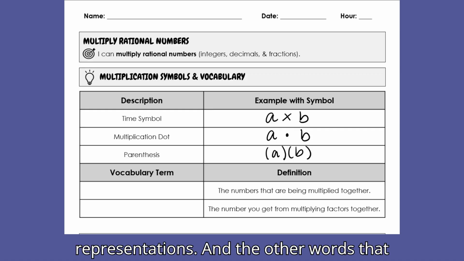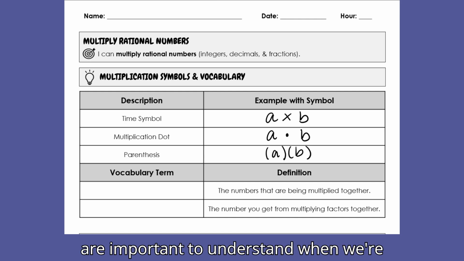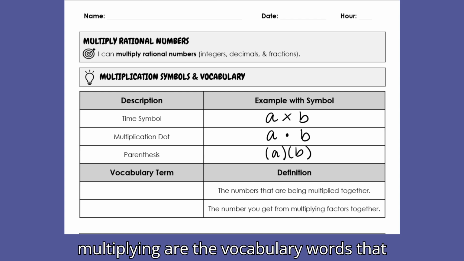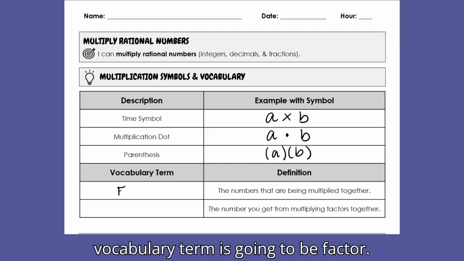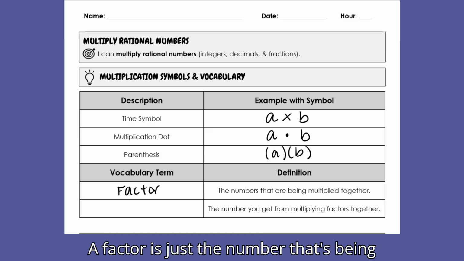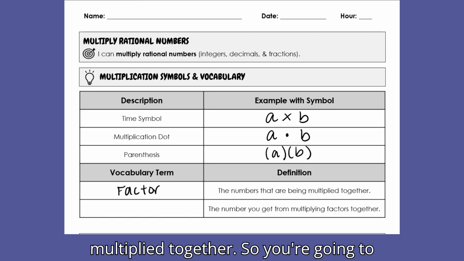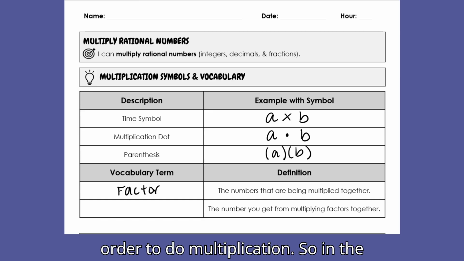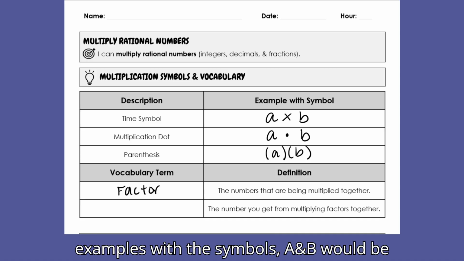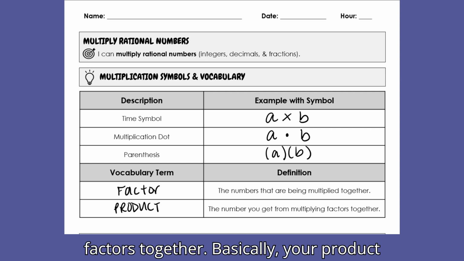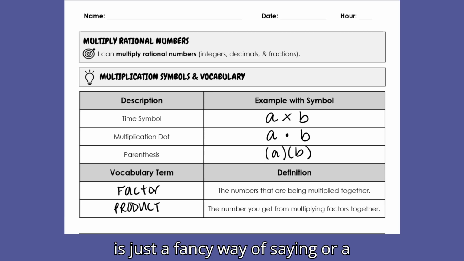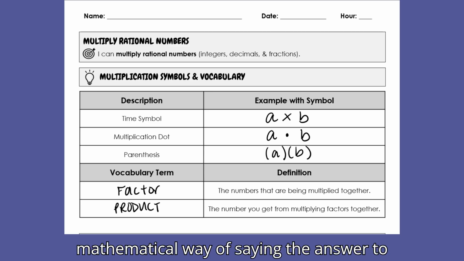It's important to understand the different ways that multiplication is represented because all the resources out there are going to use different representations. The other words that are important to understand when we're multiplying are the vocabulary words for the different parts of a multiplication problem. The first vocabulary term is factor. A factor is just a number that's being multiplied. You're going to have at least two factors in order to do multiplication. In the examples with the symbols, A and B would be our factors. And product is the number you get from multiplying factors together. Basically, your product is just a mathematical way of saying the answer to a multiplication problem.